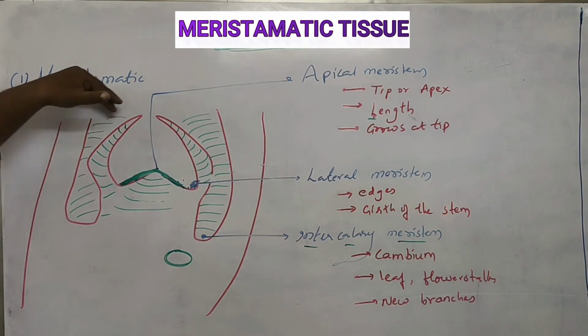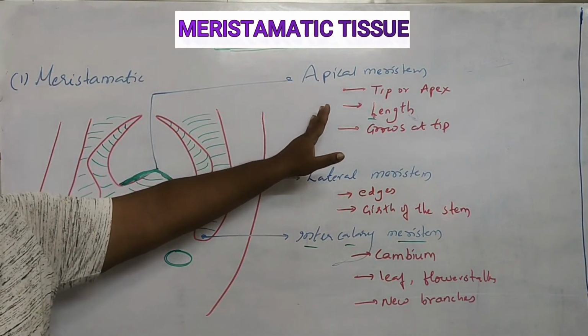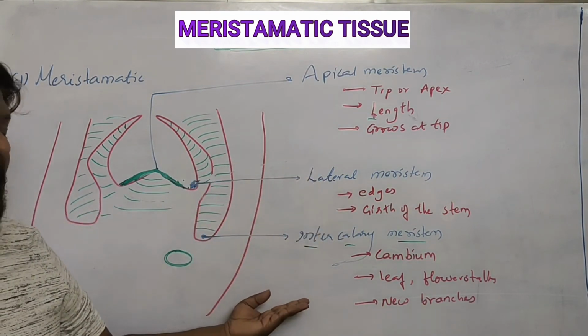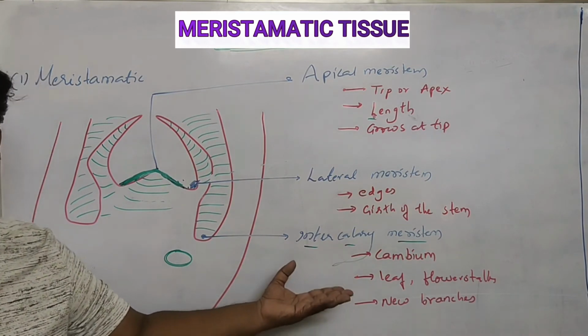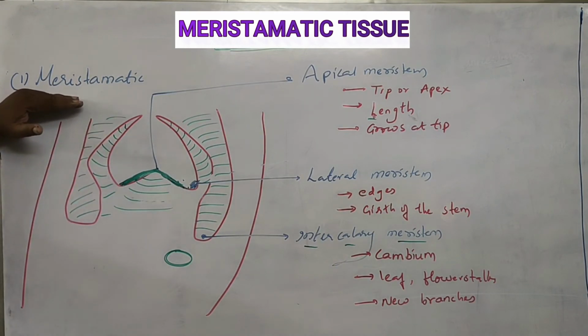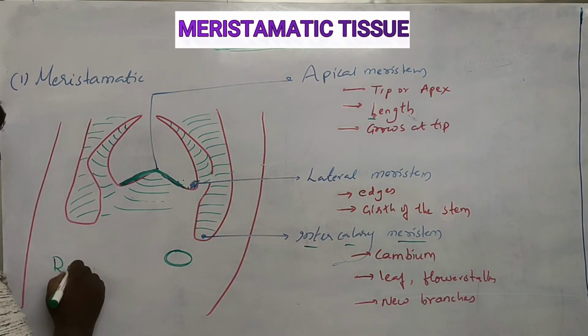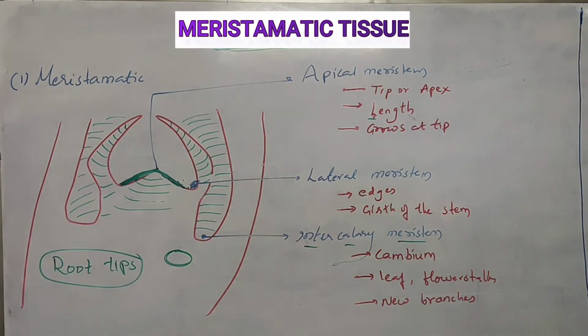So these are present at the shoot tips, okay? At the shoot tips, they help in the growth of the plant in length, the girth, and also they are allowing the plant to have the new branches or the new leaves and new flower stalks and whatnot. So on the whole, what we can conclude is, meristematic tissues are helping the plant to grow. Second one is, not only at the shoot tips, but also they are present at the root tips. This is also a place where it grows, isn't it? So root tips is also a place where the plant will grow.